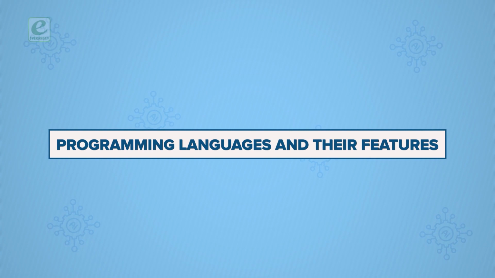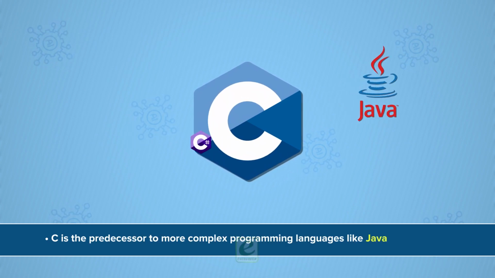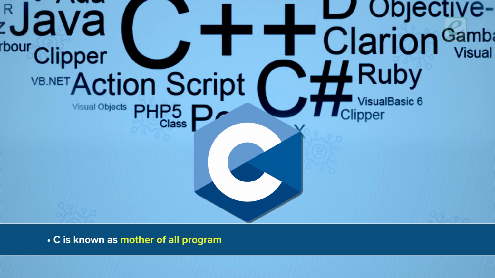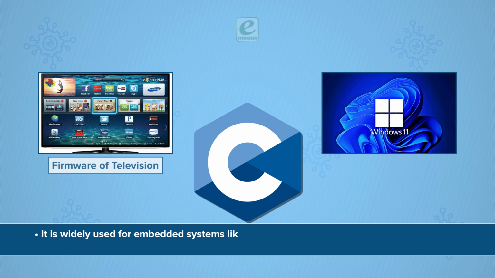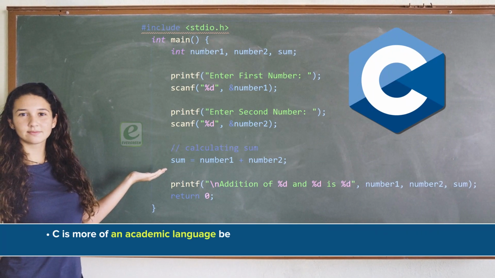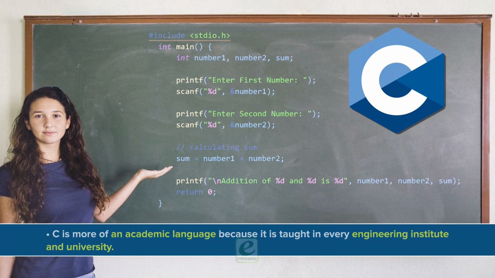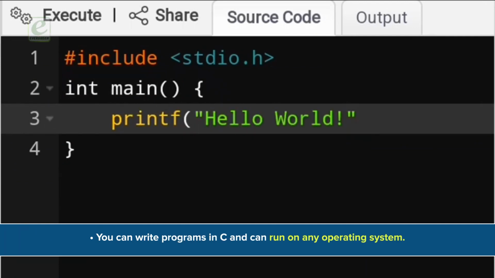Programming languages and their features. C. C is the predecessor to more complex programming languages like Java and C#. C is known as the mother of all programming languages. It is widely used for embedded systems like the firmware of television or operating systems of computers like Windows. C is more of an academic language because it is taught in every engineering institute and university. You can write programs in C and run them on any operating system.